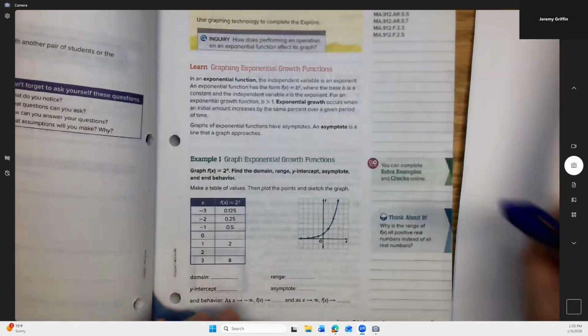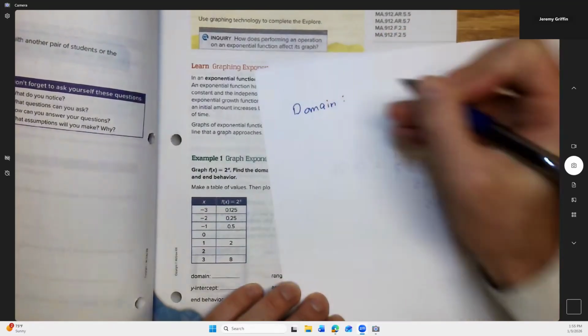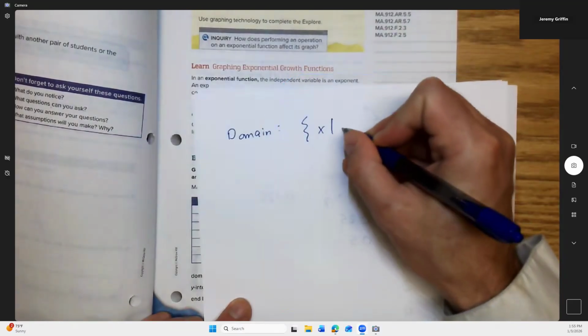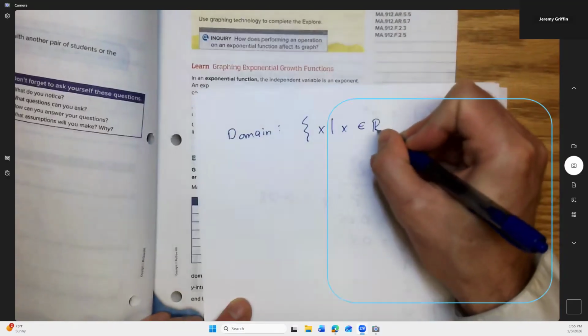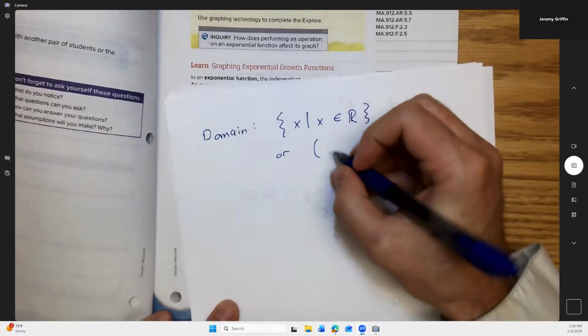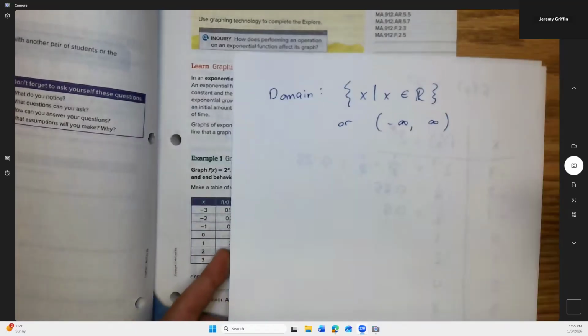Here, they ask for domain, range, intercepts, and asymptotes. Let's finish that. I could say the domain for what we just did should be all real numbers. So I can write set builder notation: x such that x is an element of all real numbers. You have to remember that. Or I could write it in interval notation from negative infinity to infinity. So x can be anything. You can plug in anything you want for x and you get a number back.